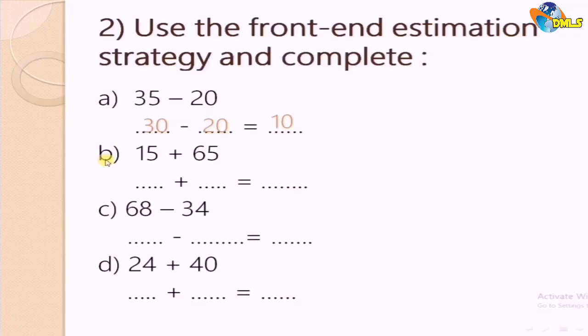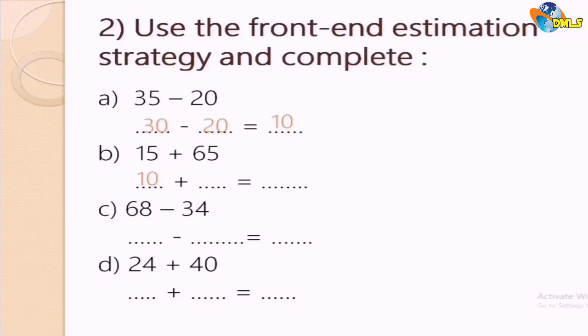Question B. I think you found the correct answer to question B. So please check your answer with me. 15 plus 65. 15 is a two-digit number, so of course we will look at the tens place. Here in the tens place I find 1 and the value of 1 is 10. So the estimation of 15 is 10.